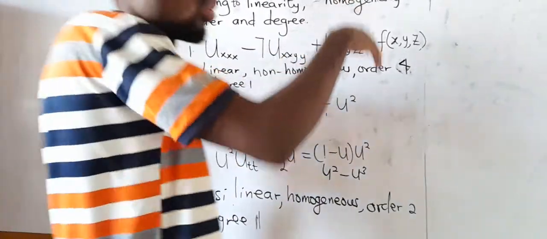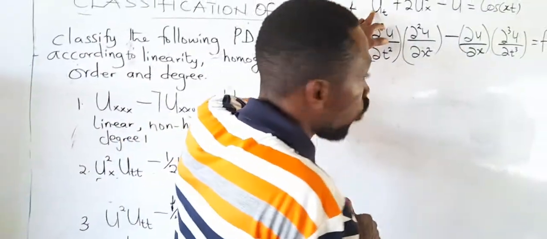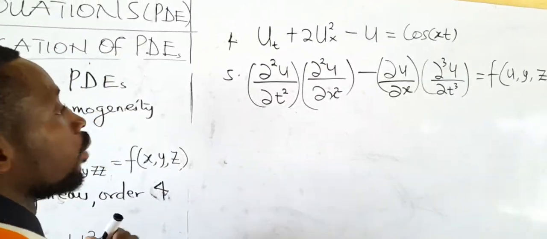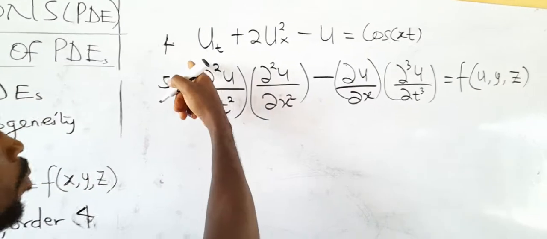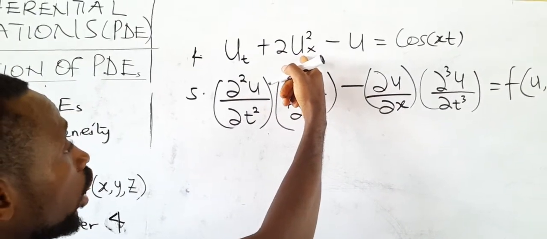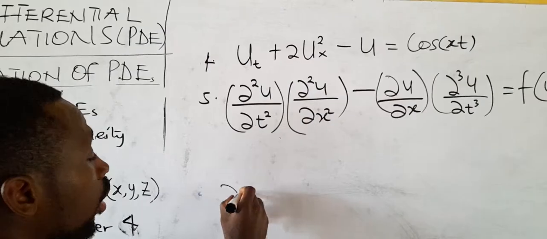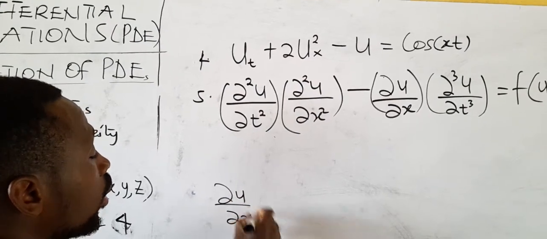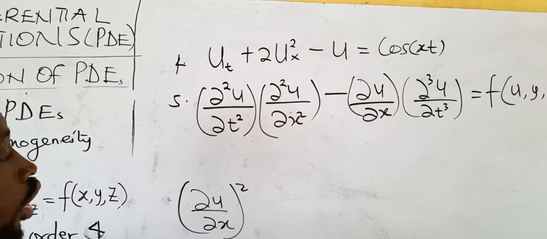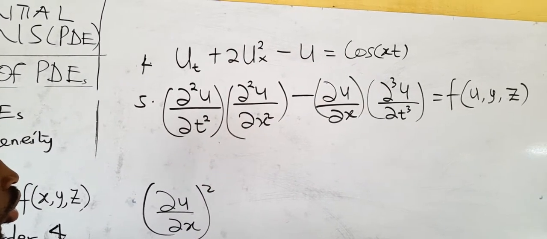Now let's look at the fourth one. Look at it and see if we can classify it. Let's check whether the partial derivatives are of degree 1. There is a partial derivative here. It's not of degree 1. This thing is the same as del u over del s all squared. So it is not of degree 1.